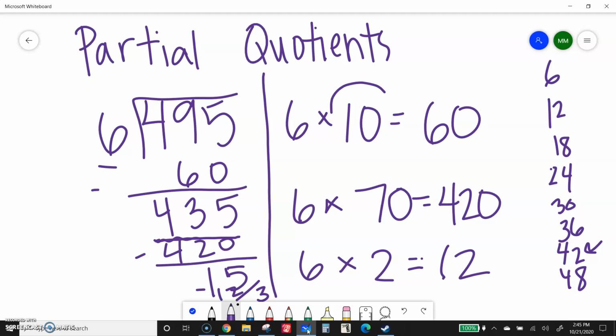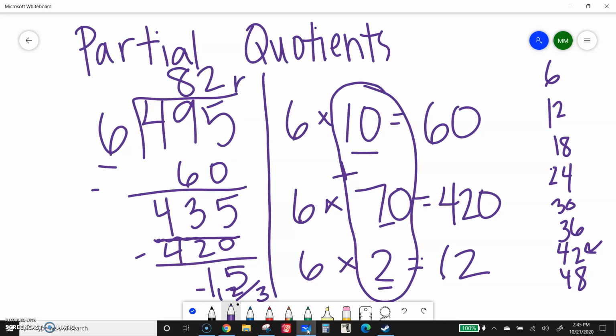So how many total groups did I fit in? Well, I did 10 groups, then 70 groups, then 2 groups. So I can add those together, which tells me it went in 82 times with a remainder of 3.